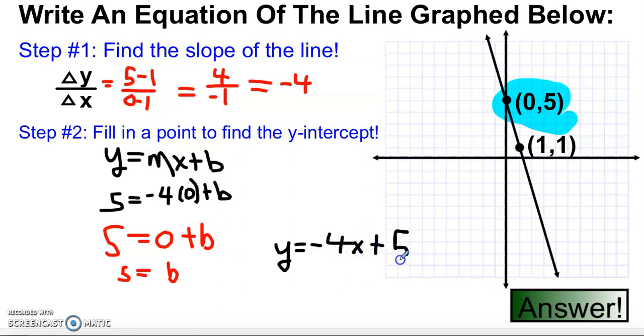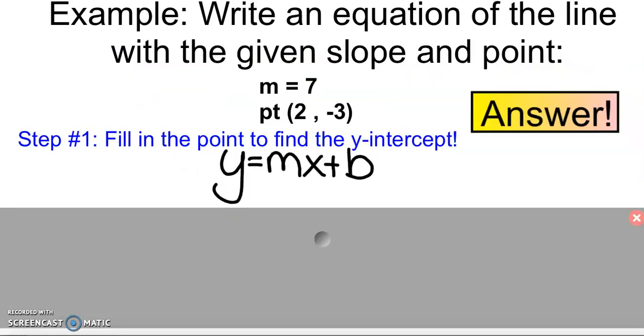All right, let's move on. Write an equation of the line with the given slope and point. So in this case, all of the work has been done for us as far as getting the slope. So I think this is actually an easier problem to work with. So our slope is 7. Our point is 2, -3.